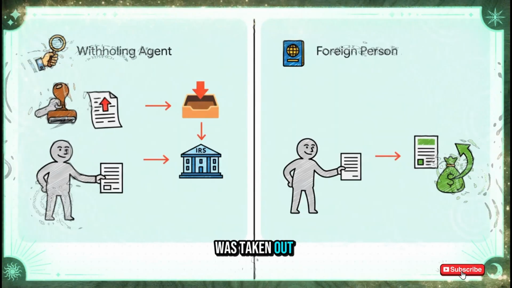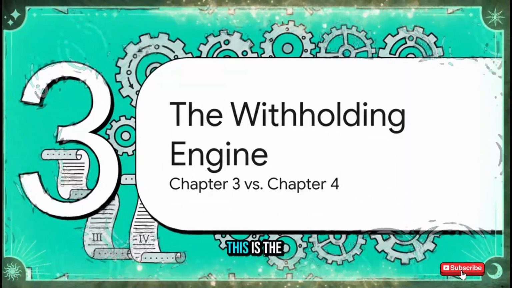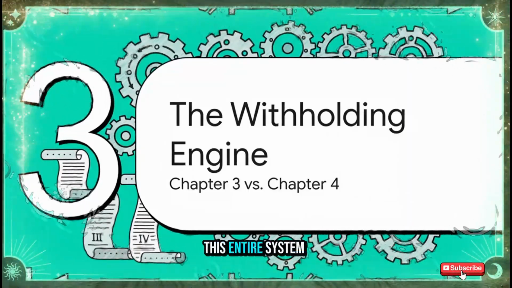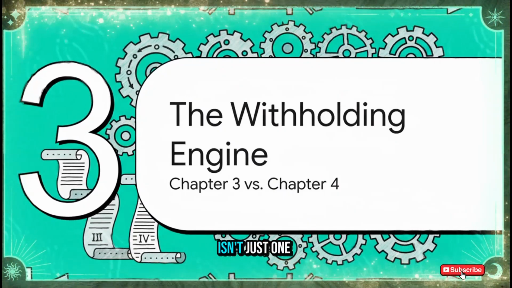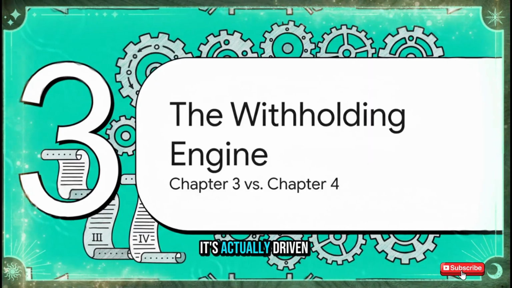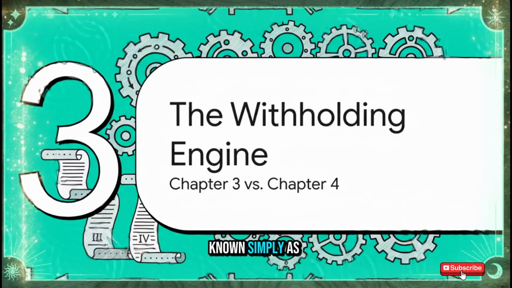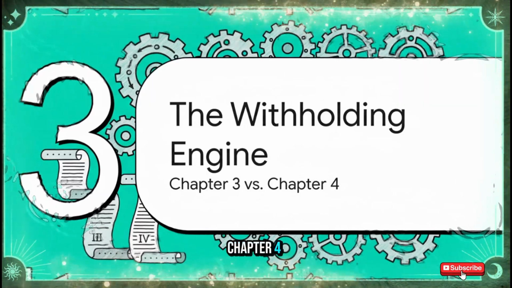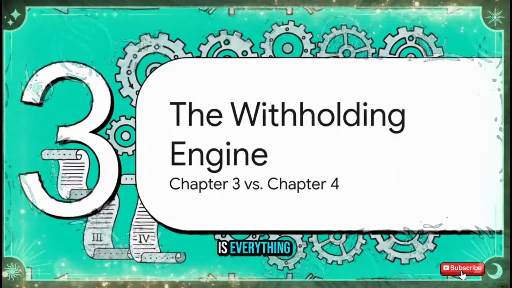Okay, now we're getting to the real heart of the matter. This is the analytical core of this entire system. See, the requirement to withhold tax isn't just one simple rule. It's actually driven by two totally separate parts of the tax code, known simply as Chapter 3 and Chapter 4. And believe me, understanding the difference is everything.